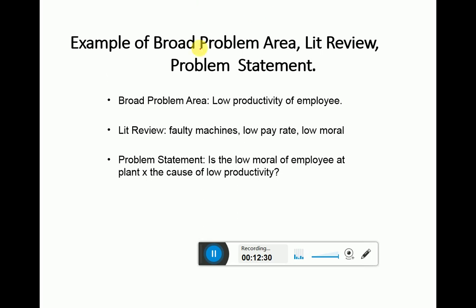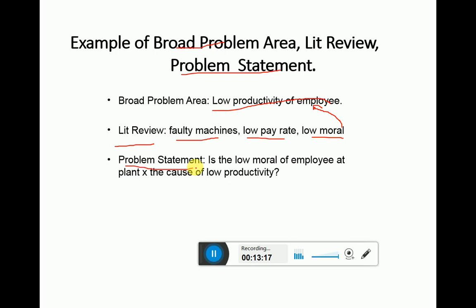Now, from your broad problem area, how can we make a problem statement? Being a researcher, you start from your broad problem area, then study the literature review, and then formulate a problem statement. So how could it happen? For example, first of all, when I start from the broad problem area, I identify low productivity of employees. Your research must start from low productivity of employees. There are different reasons for low productivity. When I study the literature review, I find that faulty machines, low pay rate and low morale generate low productivity of employees.